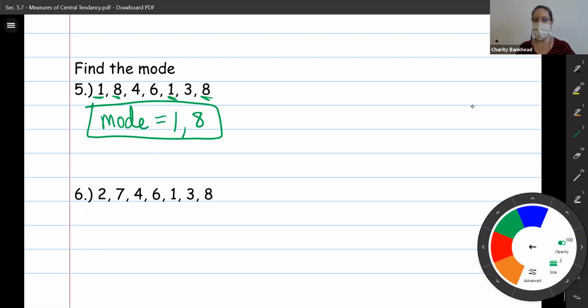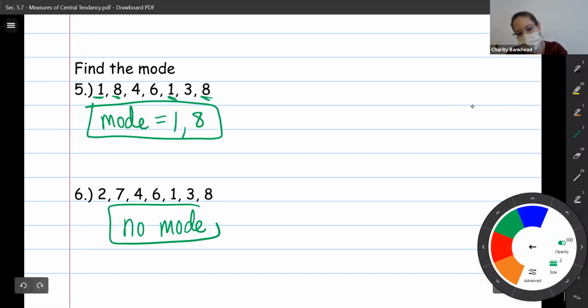So the highest frequency that any of those items have is a frequency of 2. There's nothing that's repeated more than 2 times, but there are 2 different numbers that are repeated 2 times. All right, does that make sense? Any questions about that? And then what about the mode for number 6? There's not one.